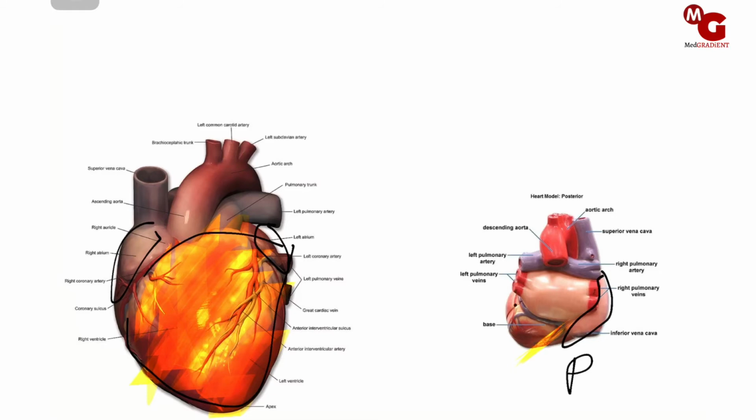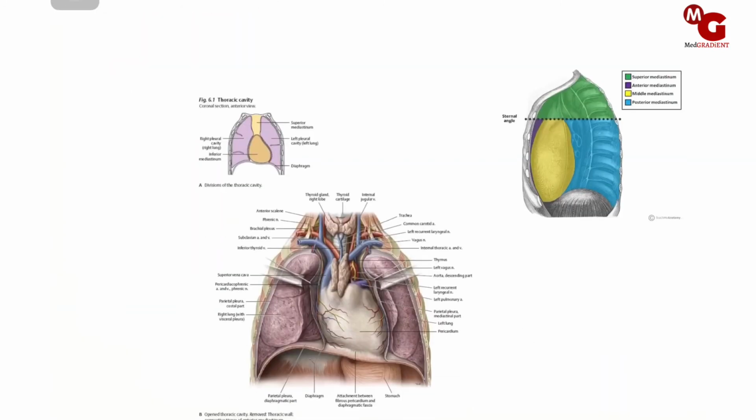Now, before understanding anything else, we need to understand that there is another thing which is called the mediastinum. Now, mediastinum is a space. What is it? It's a space which lies over here.